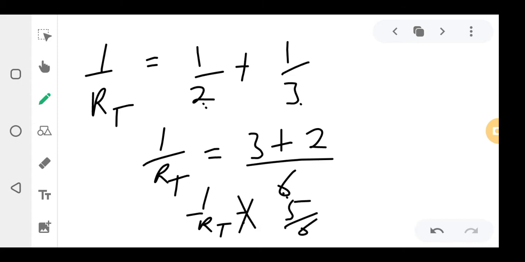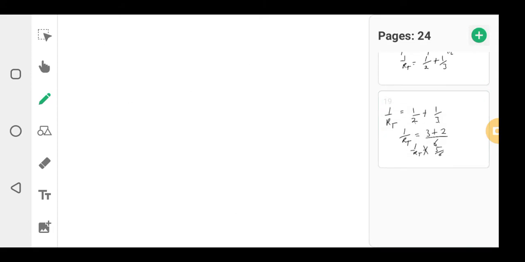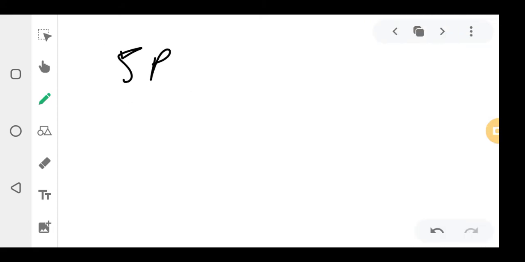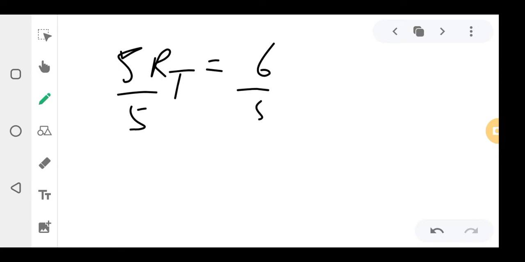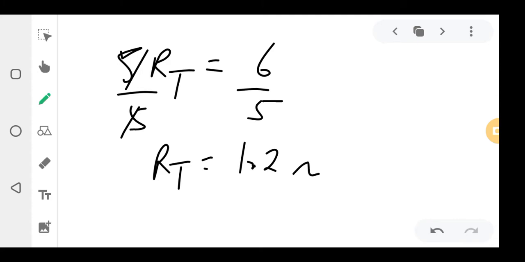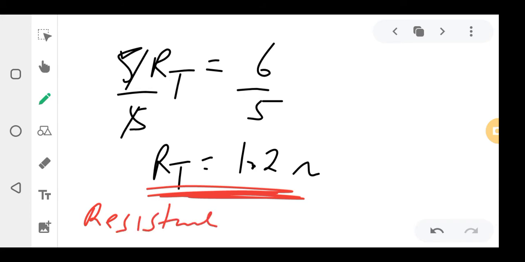Then you cross multiply. I think I've already told you this. So it will be 5 RT is equal to 6. Divide by 5 on both sides. RT is equal to 1.2 ohms. Okay? This is resistance in parallel. That's why we're doing 1 over.